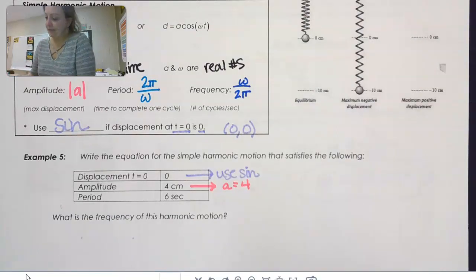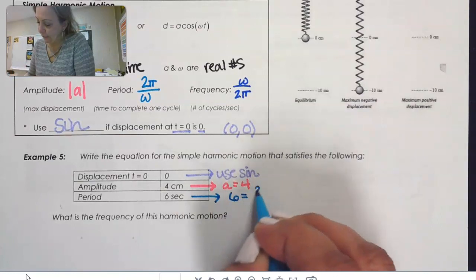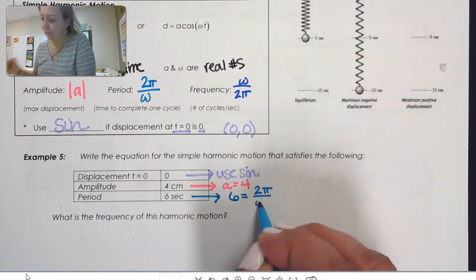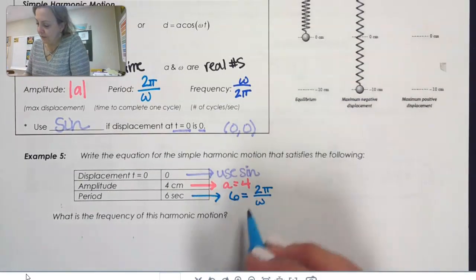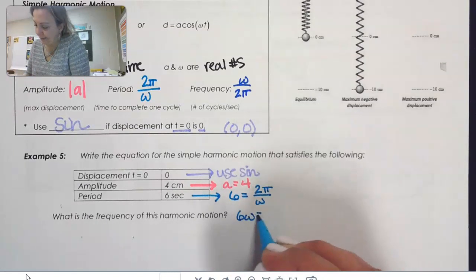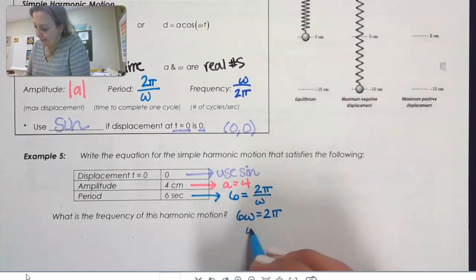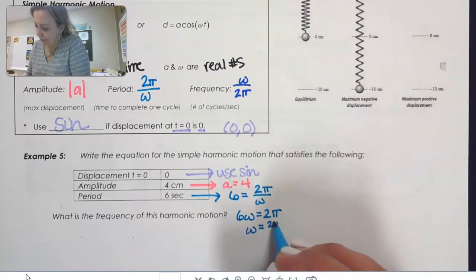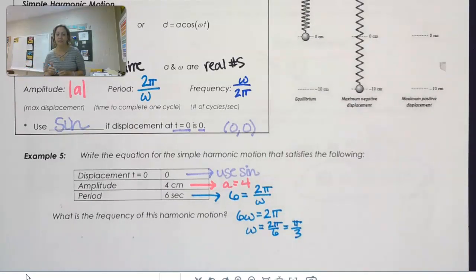And the period of 6 seconds means that I can say that 6 equals 2 pi over omega. And then I can try to find what my omega is. We can solve. So I have 6 omega equals 2 pi. And so omega equals 2 pi over 6, which of course we're going to reduce to pi thirds.